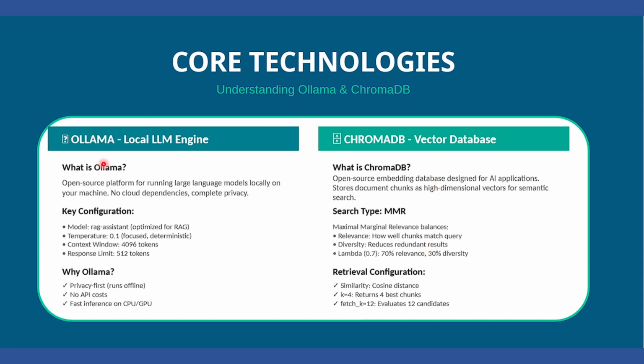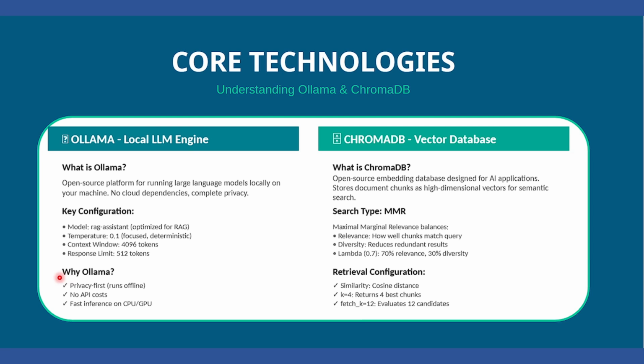Coming back to Ollama, it's an open source platform for running large language models locally on your machine. No cloud dependencies, complete privacy. So this is your local LLM basically. Now the key configuration: the model is a RAG assistant optimized for RAG. Temperature is currently set to 0.1. Temperature controls how creative your LLM is: the higher the temperature, the more creative it gets, and the lower the temperature, the more focused or deterministic it is. The context window is how many tokens it can handle, and the response limit is 512 tokens, so one response can give you this much, I think.